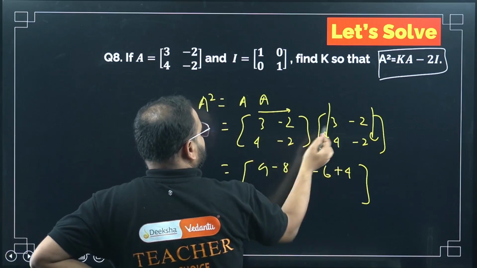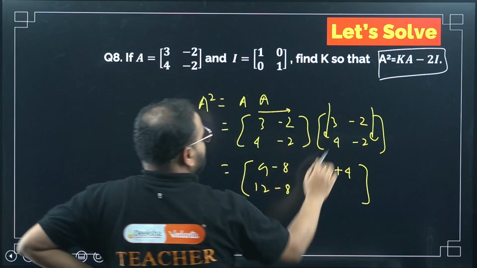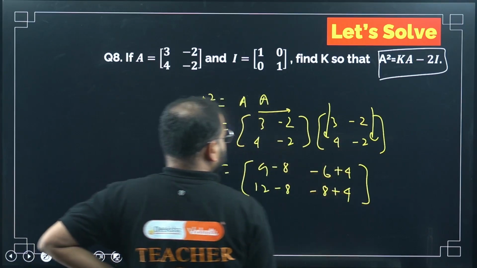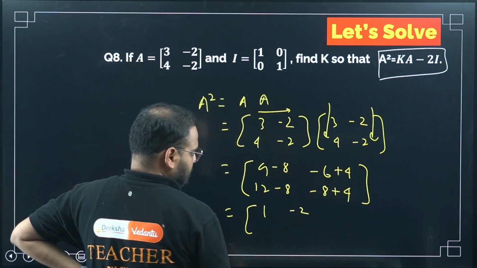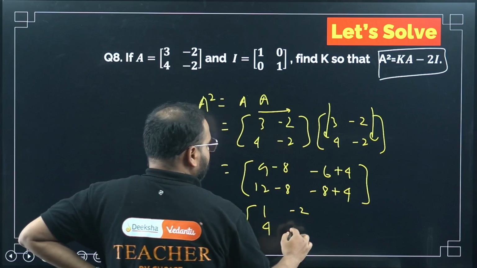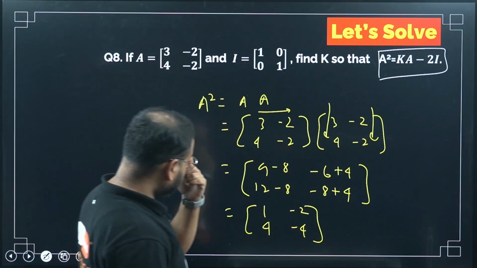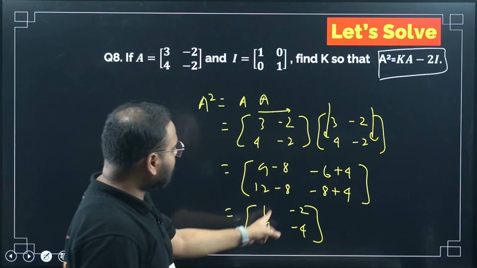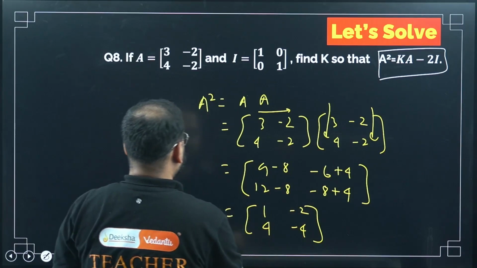Now second one, 4 with 3, 12, minus 2 with 4, minus 8. 4 with minus 2, minus 8, and minus 2 with minus 2, plus 4. How much is this? Please check. 1, minus 2, 4, minus 4. Is it right? 9 minus 8 is 1. Yes, 9 minus 8 is 1. 4 minus 2 and minus 4. Okay, this is my A square.